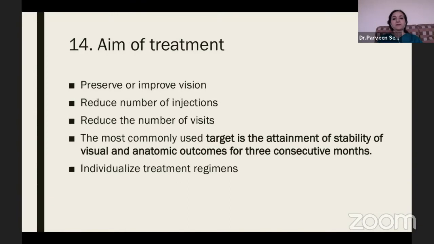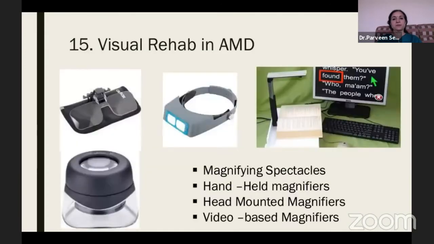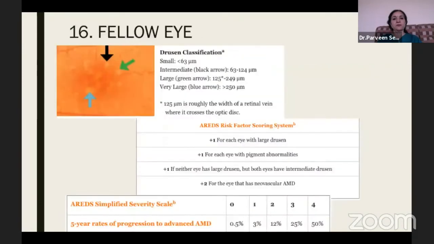So the aim of treatment is not only to give the injection to improve vision, but to stabilize it, help the patient maintain these improved visions for a long period of time, and individualize these treatment regimens. In patients who are not able to regain 100% of their vision, especially in bilateral AMD cases, visual rehabilitation plays a very important role, and this definitely must be offered to the patient.